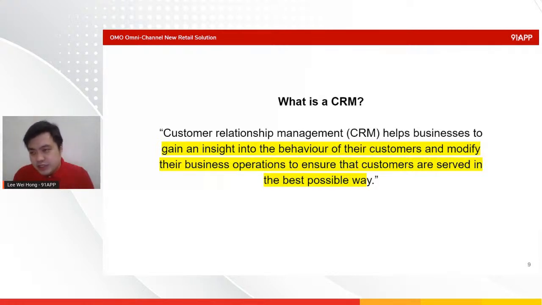What is a CRM? I think my counterparts, Mr. Ooi and Sharon, have already mentioned it from the user's perspective, from the business owner perspective. But in fact, what is a CRM? I surveyed over the internet, and I think this particular phrase sums it up quite well: CRM helps a business gain insight into the behavior of its customers, and later on modify its business operation to ensure customers are served in the best possible ways.